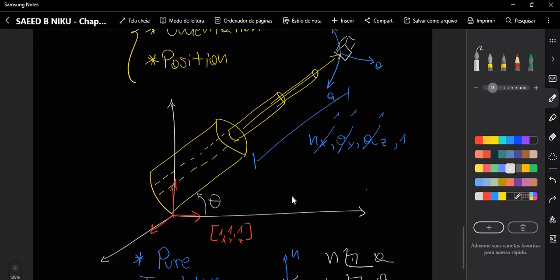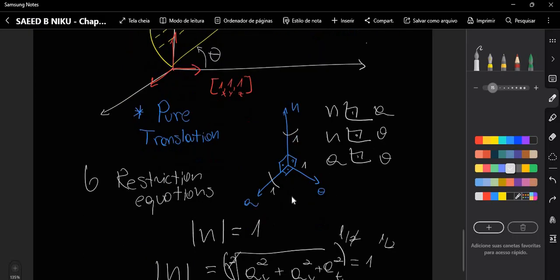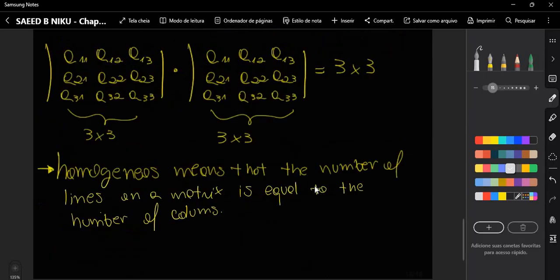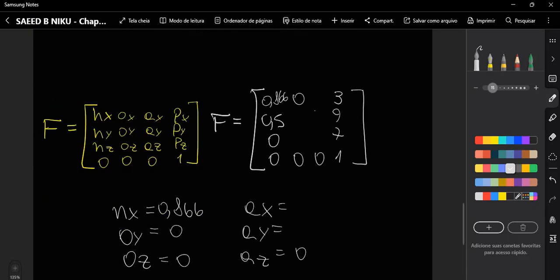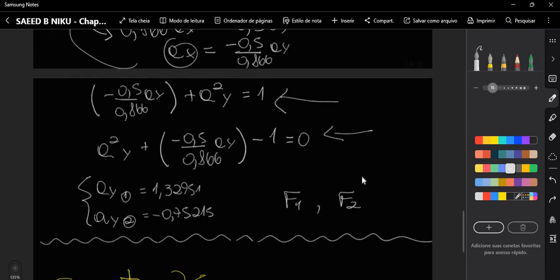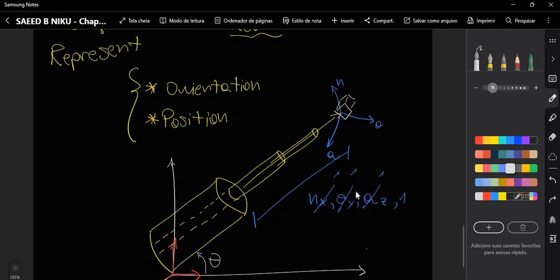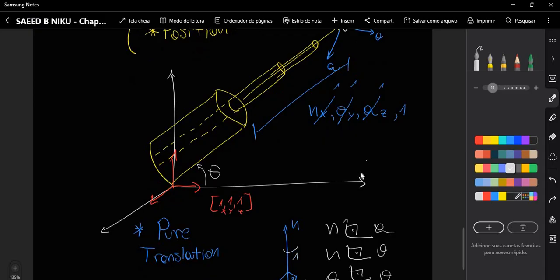So this is going to generate 12 elements in a matrix, like we were doing all this time, these 12 elements. And because of this, we write 6 equations of restriction for this rigid body that is moving around.